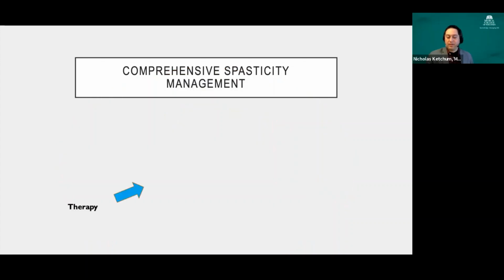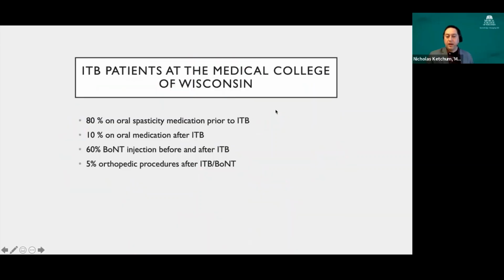Also, it's not a stepwise progression through your treatment regimens. I think everybody needs therapy, and then the question is what combination of these is the best treatment for them. You don't have to fail neurotoxin to be a candidate for intrathecal baclofen. In our practice, about 80% of patients were on oral spasticity medications other than baclofen prior to intrathecal baclofen.